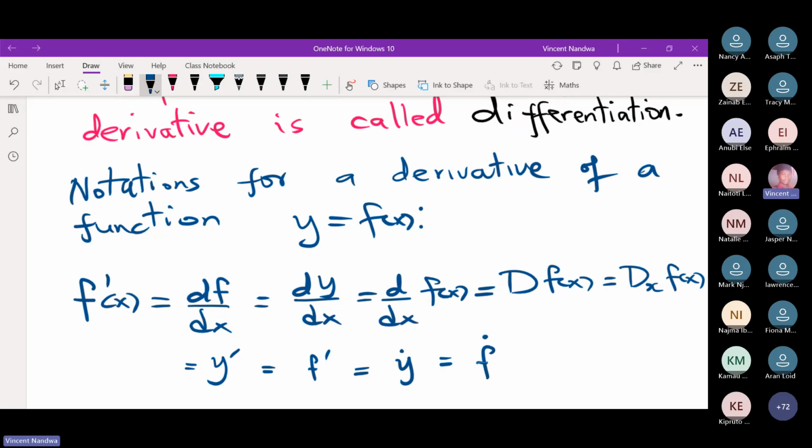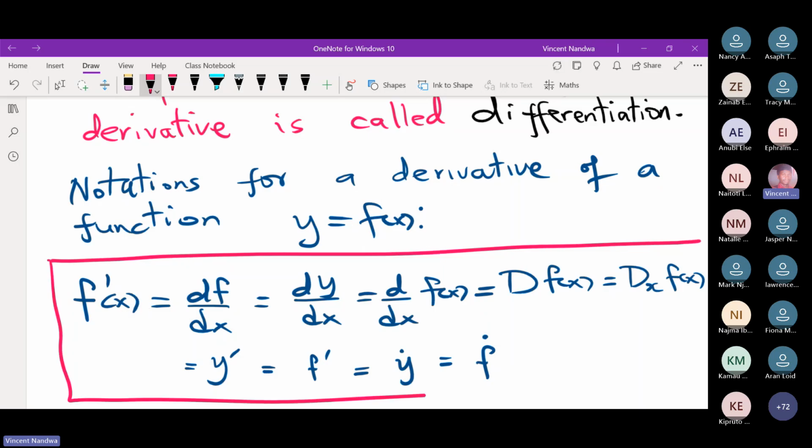All these are different ways of writing the derivative of a function y equals f of x. So it's always good to know these different ways, because depending on the textbook you are using, they may have different ways of denoting the derivative. So all these mean the same thing.